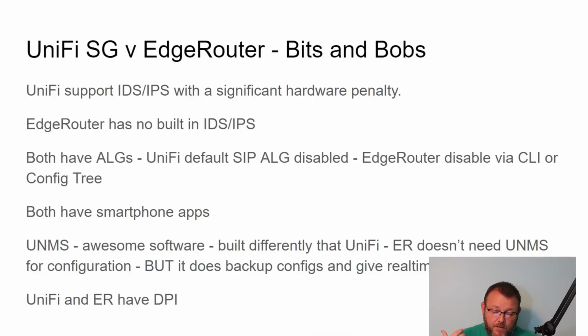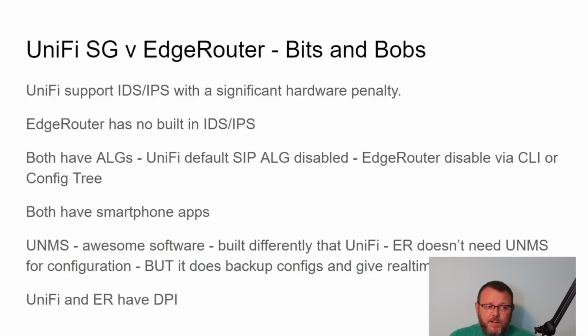With the Edge line, we have UNMS. It is awesome. It's built differently than UniFi. The EdgeRouter does not need UNMS for configuration. UNMS is beautiful. It has 2-factor authentication. It has an encrypted partition where all of your configuration information goes. It's a different beast. The UniFi team could learn a thing or 10 from the UNMS team.